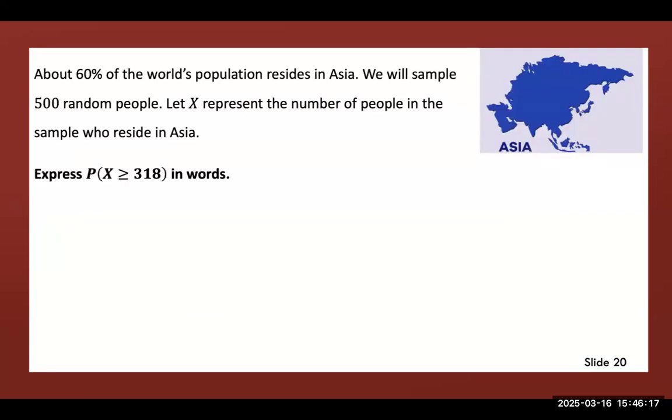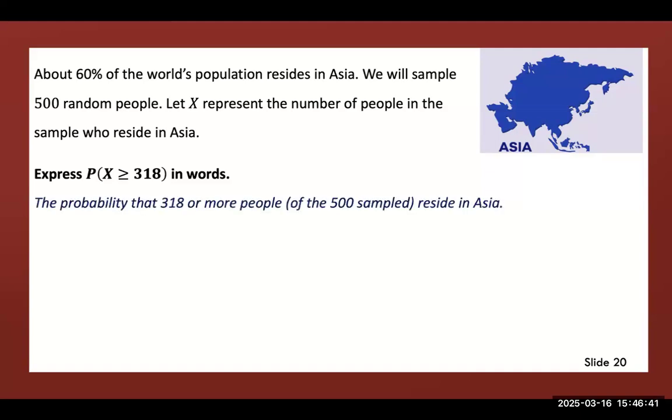Let's try another example. We saw this example earlier. About 60% of the world's population resides in Asia. Let's sample this time 500 random people. So this is a pretty large sample, right? Let X represent the number of people in the sample who reside in Asia. Let's start by expressing X greater than or equal to 318 in words. So this is the probability that 318 or more people out of the 500 sampled reside in Asia.